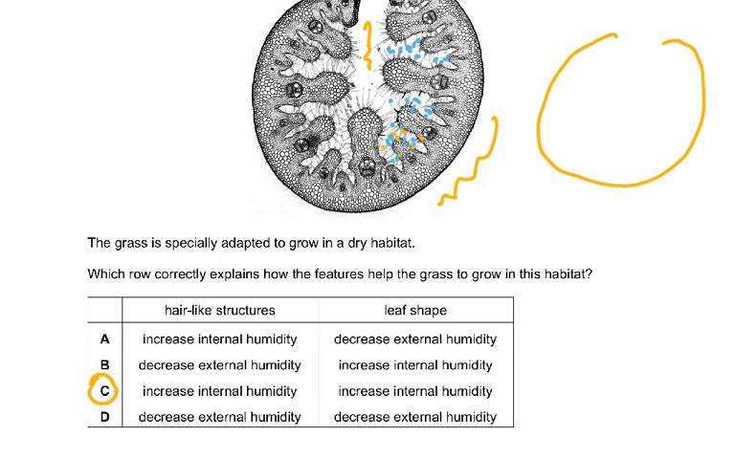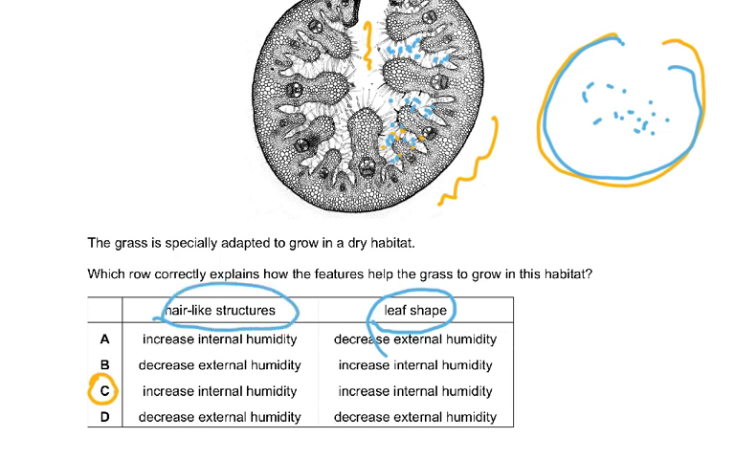And the leaf shape is curled, and because it is curled like this, all the water vapor that escapes stays in here. So it increases the internal humidity as well. So we're talking of the leaf shape and we're talking of the hair-like structures. Both increase the internal humidity. Now if the others are all wrong, then you can understand why they're all wrong.